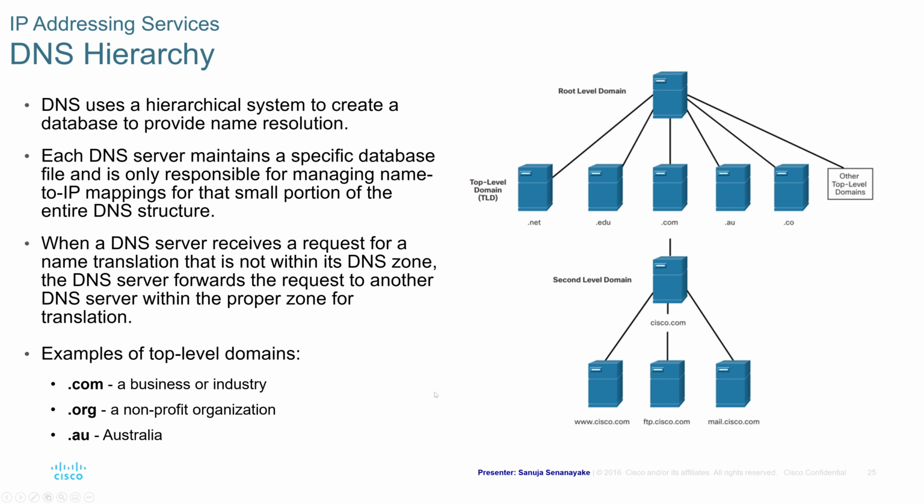And what you need to understand on this slide is there is a DNS hierarchy, and we have the root level domain and top level domain. And if the request for a website with the DNS records is not found within that DNS server or that DNS server zone, the DNS server will forward that request to another DNS server within the proper zone for that translation.